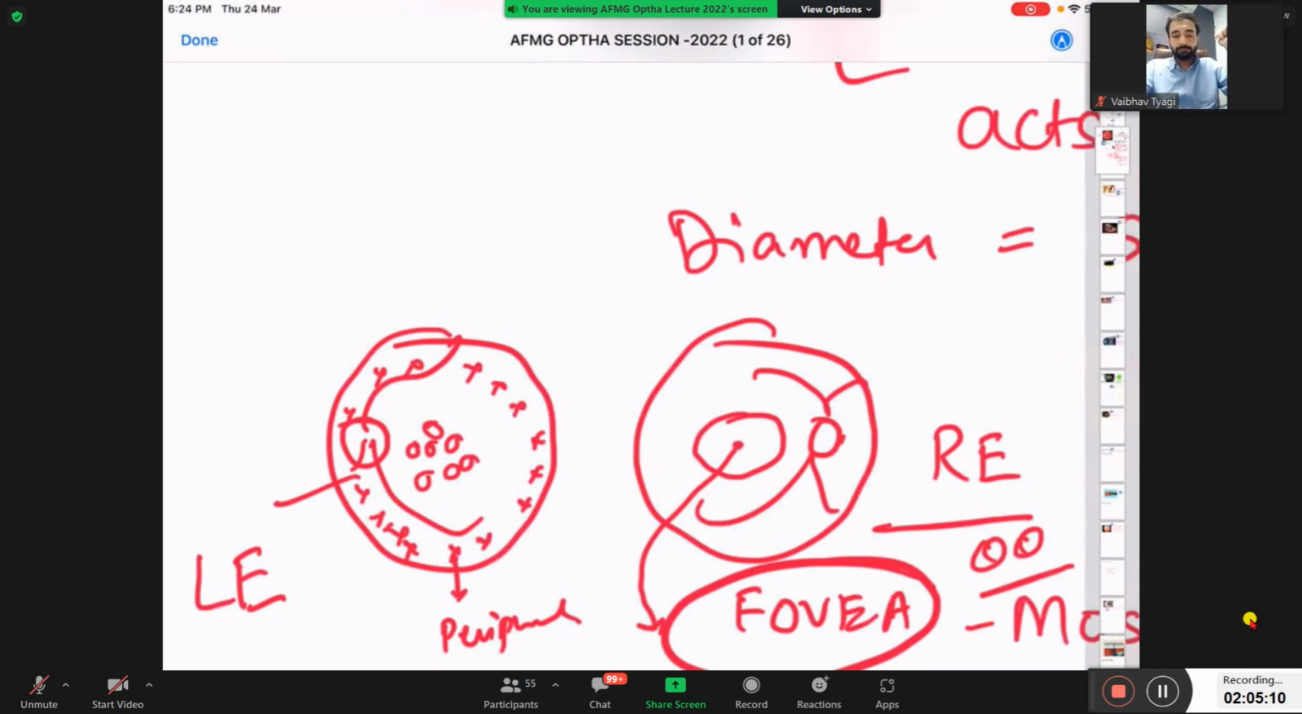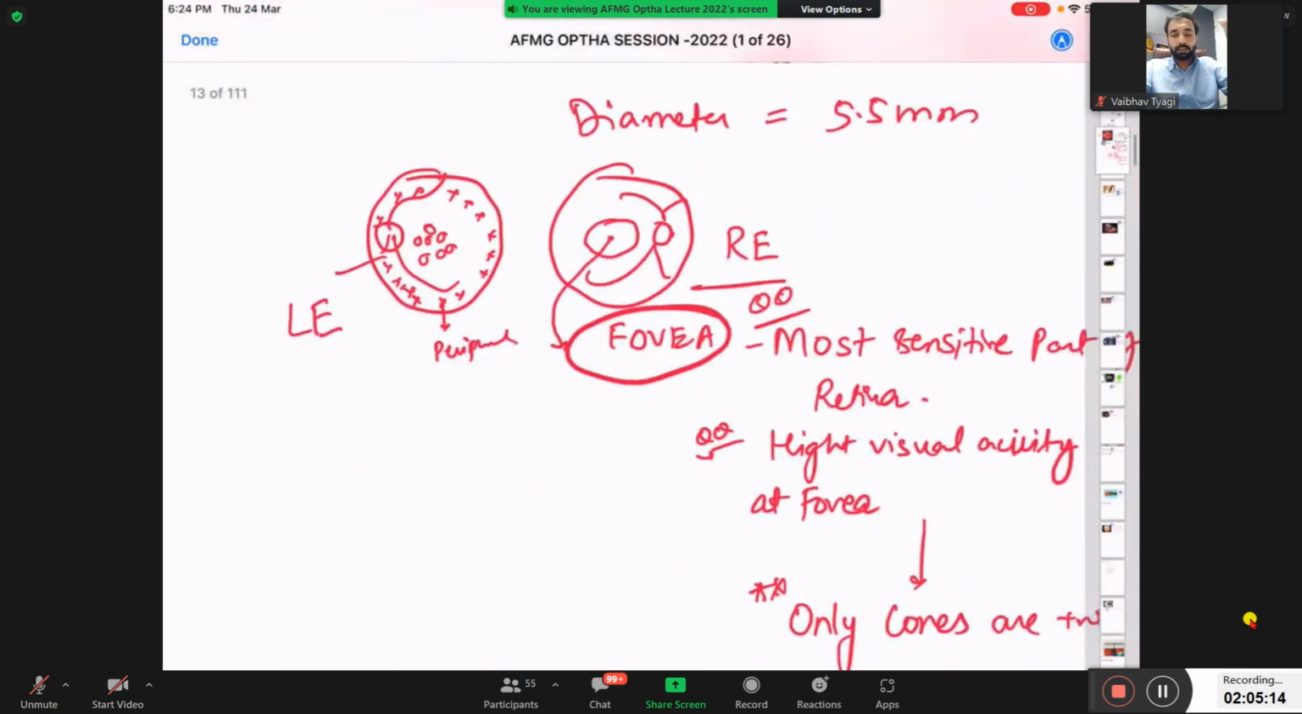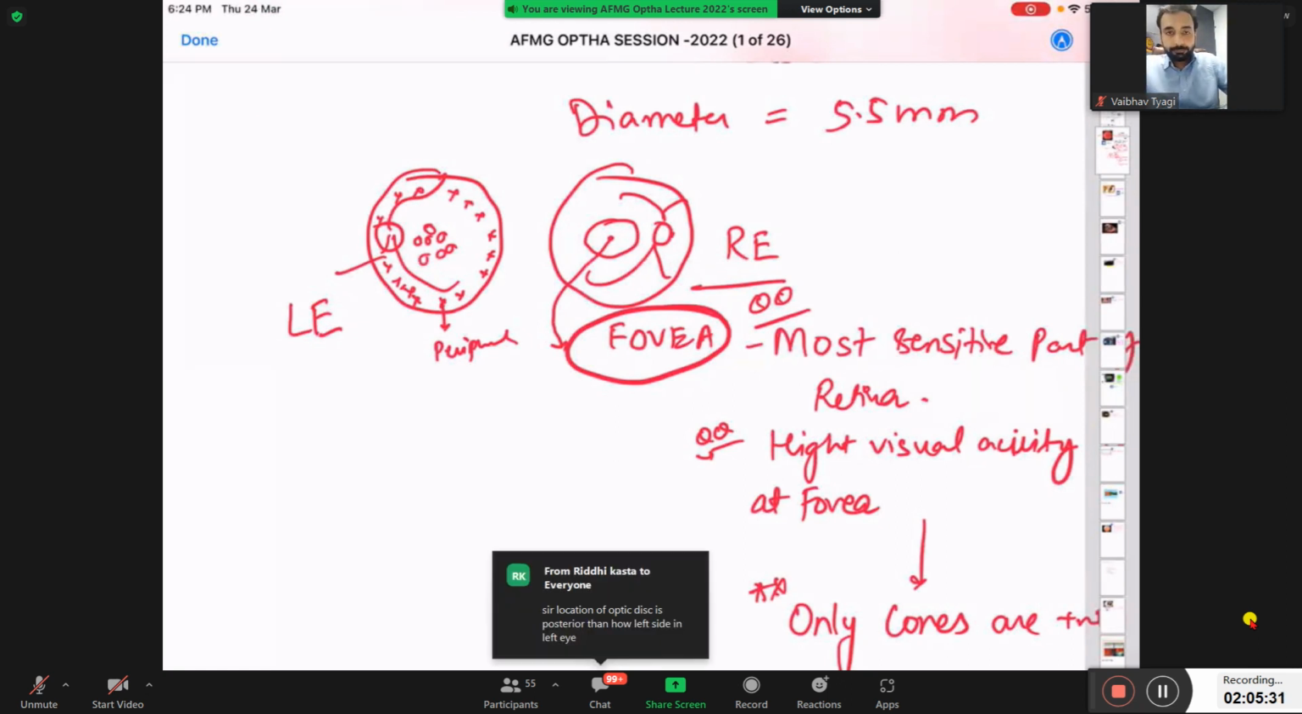Okay, clear? Fovea centralis is clear. Highest visual acuity, only cones are present at the fovea centralis. Rods are absent. What is the location of rods? Rods are present in the periphery of the retina. Cones are present more in the center of the retina, meaning at the macula lutea. Give me a thumbs up if it is clear, or should I repeat?